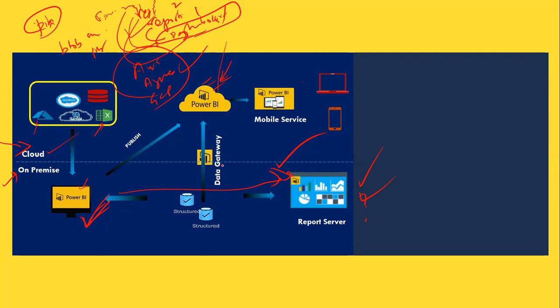And the next one is the data gateway. Data gateway is another component. It's kind of an agent. Okay. Once you publish a report, what happens behind the scenes is that the data gateway publishes the data relevant to that specific report along with the report in a very secured manner.